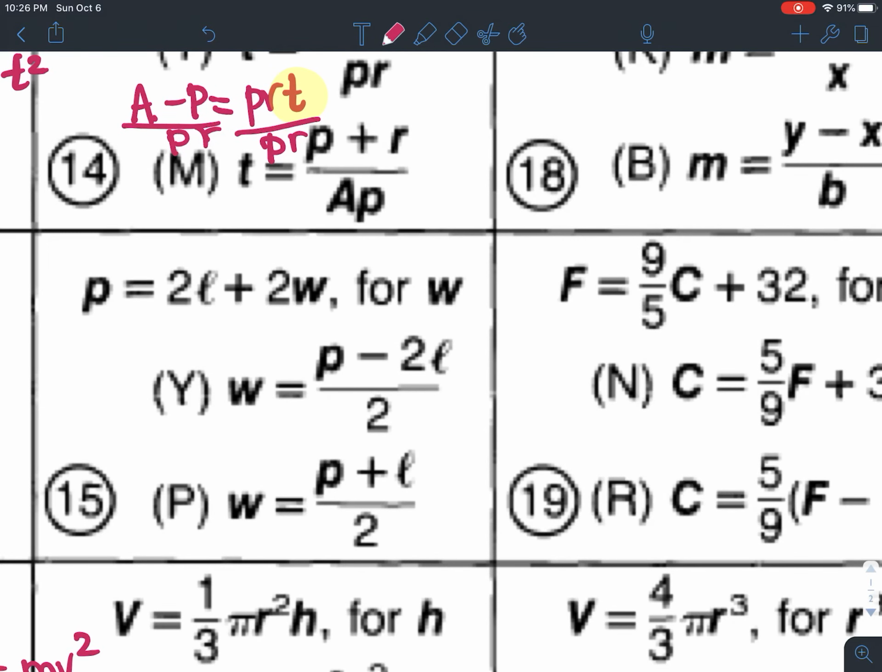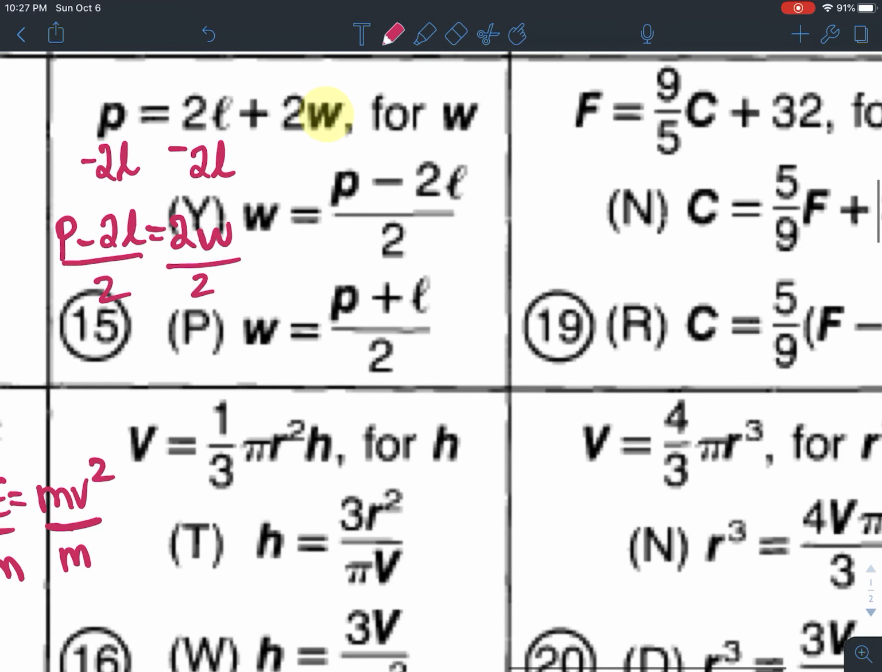Where's this one? I think we even saw it for w in the notes, but you're going to first zero out the 2l. So minus 2l, get p minus 2l equals 2w. And then again, you divide off the 2.